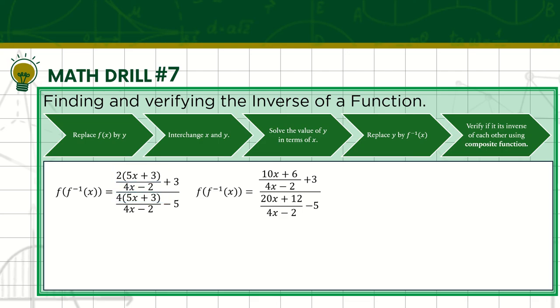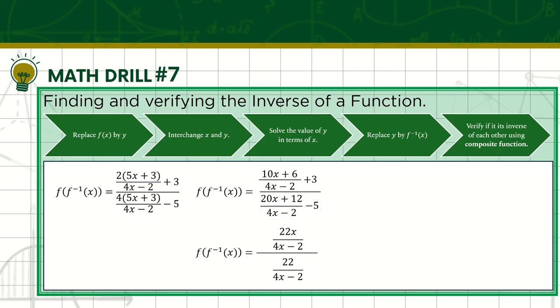After that, we just need to add the numerator, 10x plus 6 all over 4x minus 2, and positive 3. This gives us 22x all over 4x minus 2. And let us add also the denominator by following the process of adding rational functions, which gives us 22 over 4x minus 2.